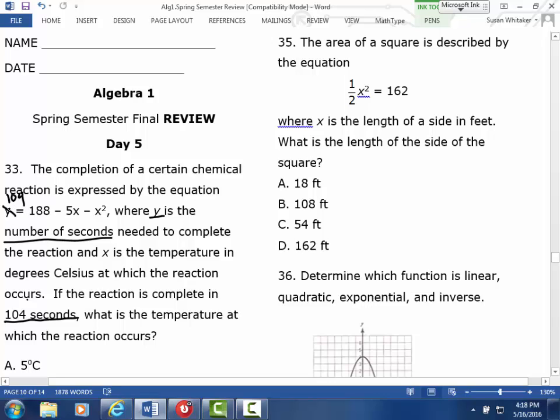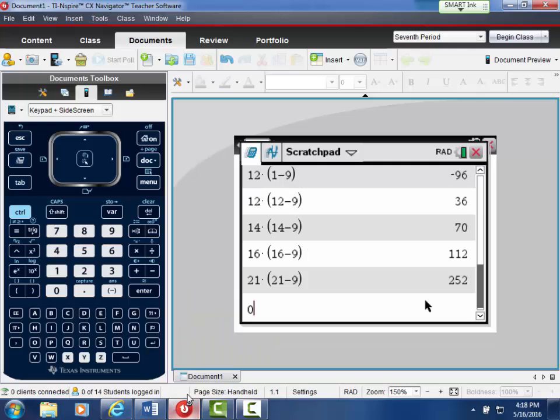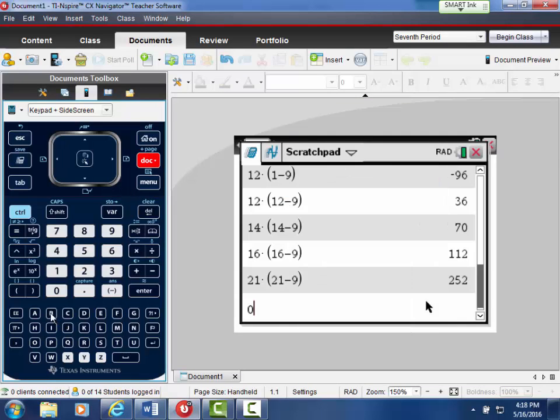If we do that, then the y value needs to be 0, so we would subtract the 104 from both sides. Okay, and we would use the equation 0 equals 44 minus 5x minus x squared. Now from here we could solve it using factoring or the quadratic equation because it's to the second power, or we could use our calculator, and let's go ahead and clean out our calculator.